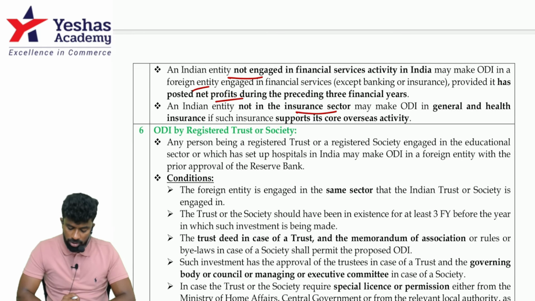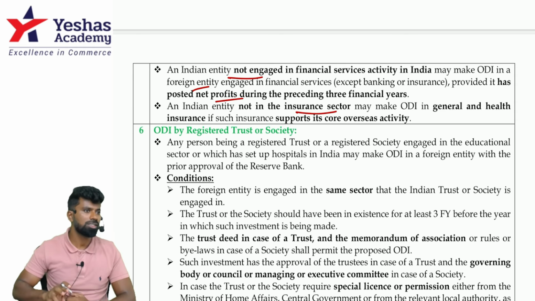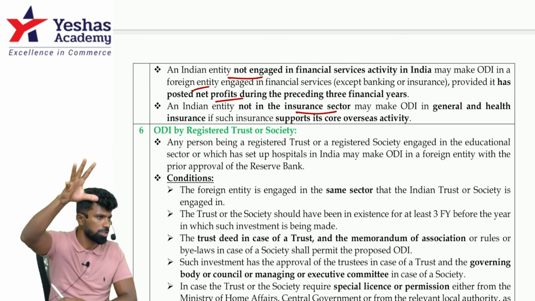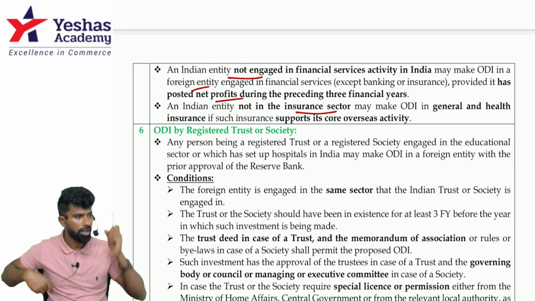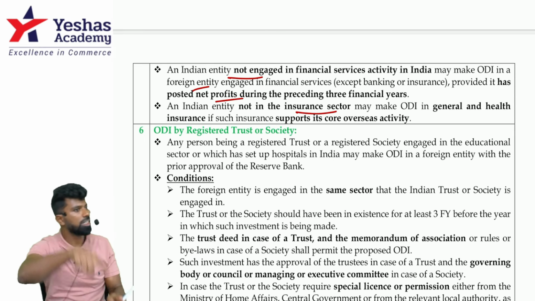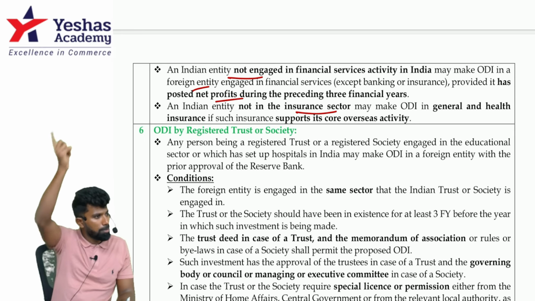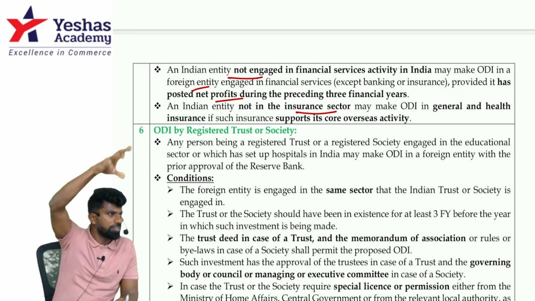An Indian entity not in the insurance sector may make an ODI in the general and health insurance sector if such insurance supports its core overseas activity. What activity? Means that is their main business overseas. They can also make an ODI. Which company? Indian entity. Even though they are not in the insurance sector, they can invest in the company which is engaged in the insurance sector if it is their core business.